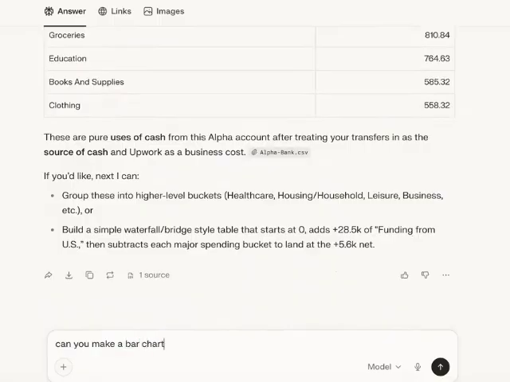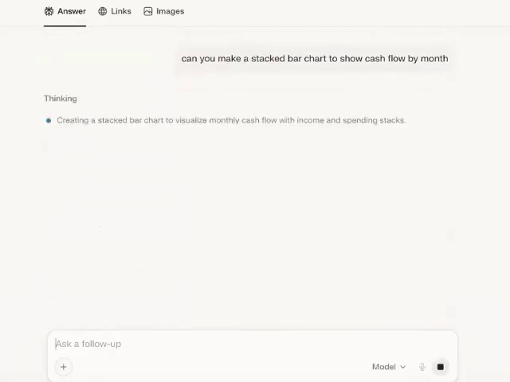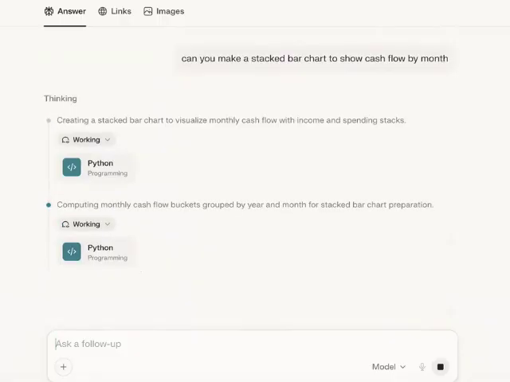Can you make a chart? Make a bar chart? What is it called? Oh, a stacked bar chart. Make a stacked bar chart to show cash flow by month. Now, you do need to have some knowledge of finance to be able to use a finance tool, even if the computer's doing all the work. The stacked bar chart should show income on the top, expenses on the bottom, all in one column.